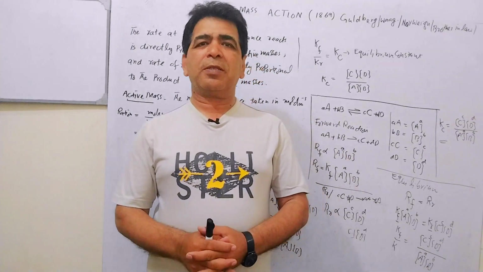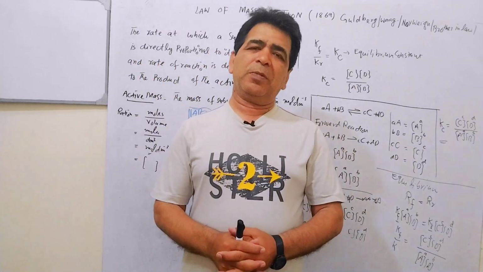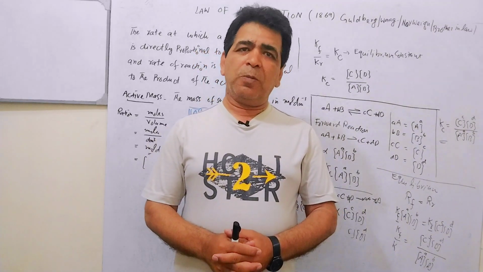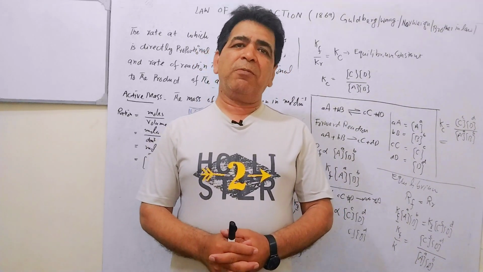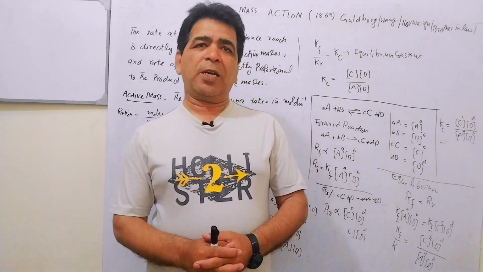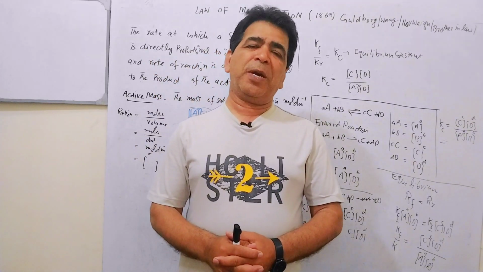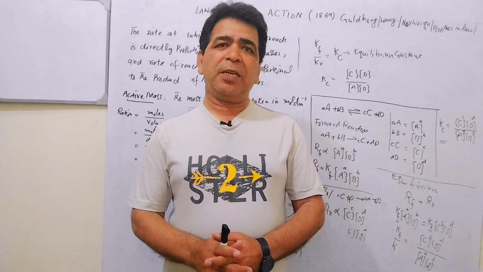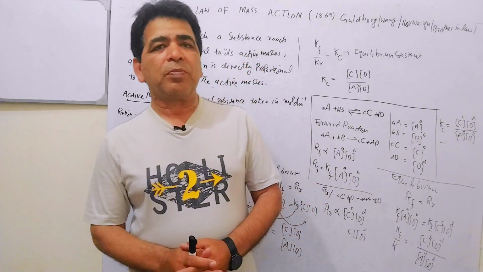Today we are going to discuss the law of mass action. The law of mass action was presented in 1869 by Guldberg and Waage. They were Norwegian scientists. Guldberg was a mathematician and Waage was a chemist, and they were related to each other.